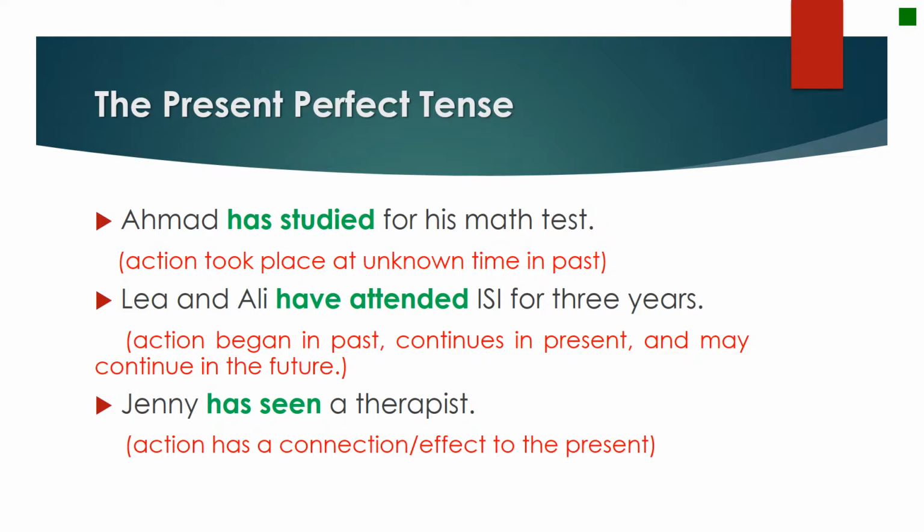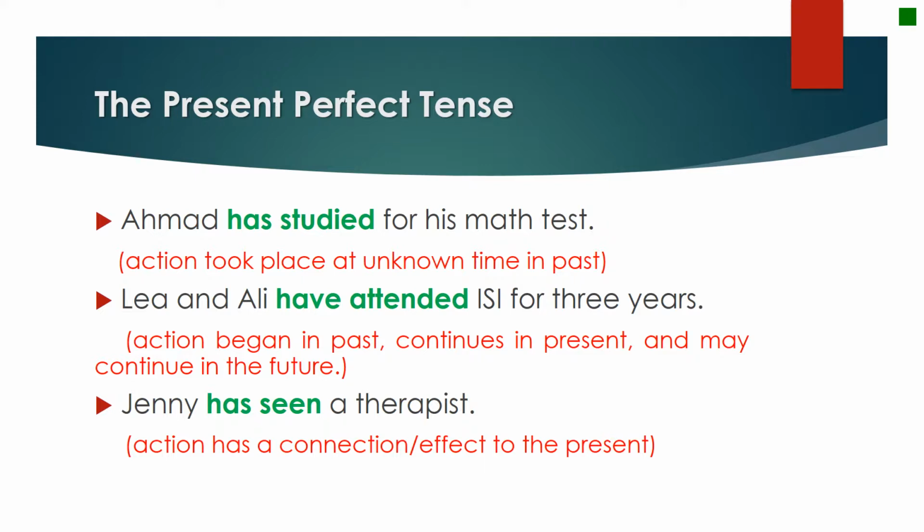Okay, let's take a look at the uses of the present perfect tense. When do I use this have or has plus past participle? Ahmed has studied for his math test. Action took place at an unknown time in the past. When that happens, I use the present perfect tense. Leah and Ali have attended ISI for 3 years. Action began in the past, continues in the present, and may continue in the future. This is the second use.